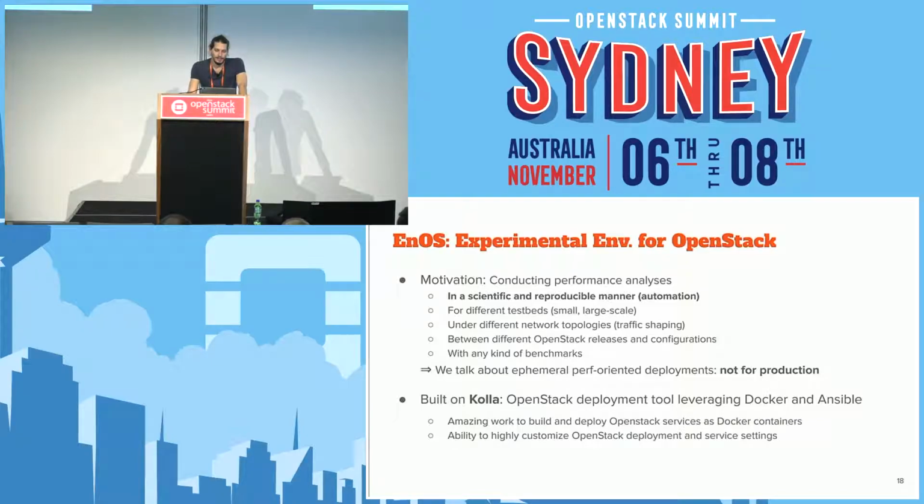So to that end, EnOS relies on Kolla, which is an OpenStack project to deploy OpenStack services leveraging Ansible and Docker containers. So the Kolla community has done an amazing work in order to enable people to build and deploy OpenStack services as Docker containers, and this for every release of OpenStack. Furthermore, it brings the ability to highly customize OpenStack deployments and services settings.